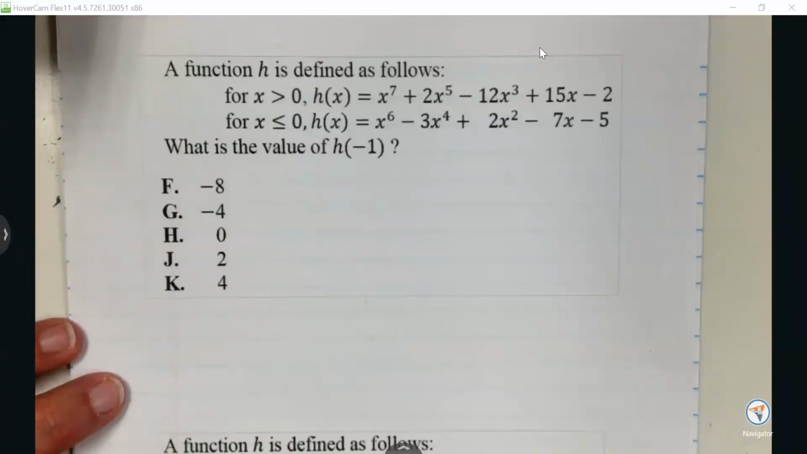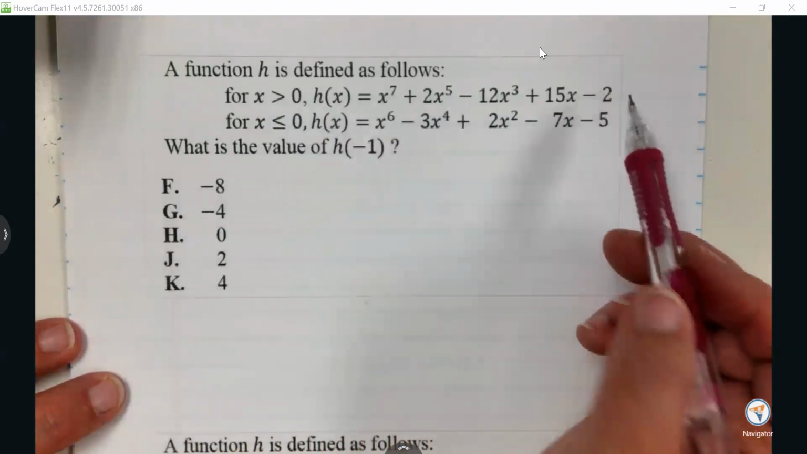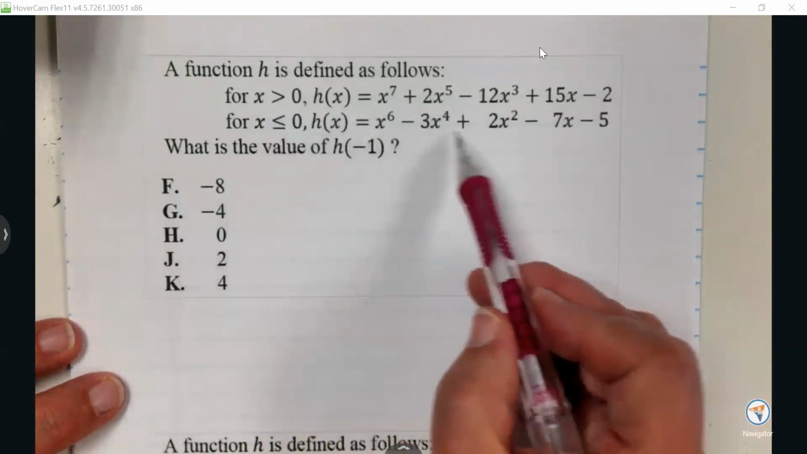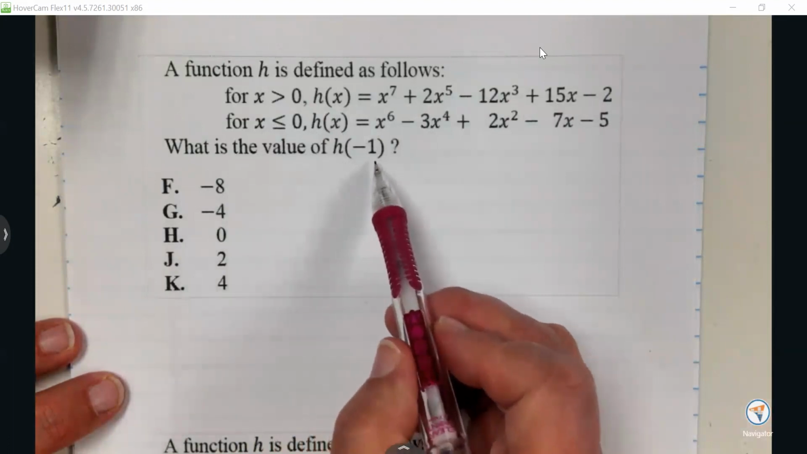Here's the ACT problem today. It says the function h is defined as follows. For x greater than 0, h of x equals this polynomial. For x less than or equal to 0, h of x is defined as this polynomial. The question is, what is the value of h of -1?